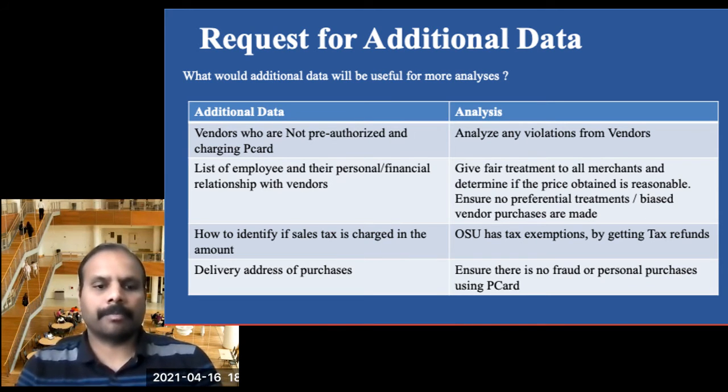or from companies where cardholders have financial interest. OSU has sales tax exemptions. Vendors should not be charging taxes on purchases. Card data has the total amount instead of a split between base amount and taxes charged on purchases. Having a split of base amount and taxes will help us analyze taxes charged in purchases. With the delivery address of purchase, we can analyze whether items purchased with the P-card are always delivered to a university address, and if there are any exceptions, whether appropriate approvals were obtained from the associate vice president and controller.